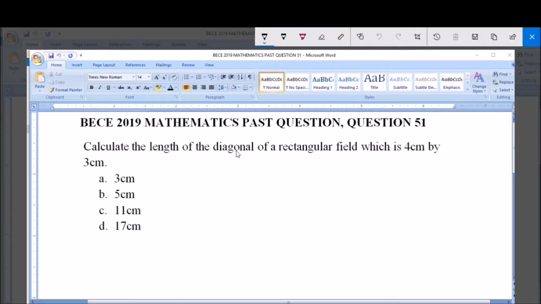So we are asked to calculate the length of the diagonal of a rectangular field which is 4 cm by 3 cm. So let's divide our page to have enough space for calculation. Now this field is a rectangular field. Now this is our rectangle. So here is 4 cm and here is 3 cm. So that means the length is 4 cm and the breadth is 3 cm.